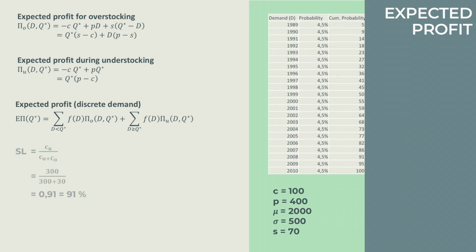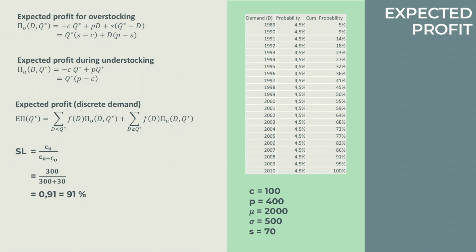Let's apply this to our example of Müller Sports with this demand probability table. All other variables have remained unchanged, therefore we can use the service level we just determined with a salvage value of $70. We can match our service level to the cumulative probability of the table and find the profit maximizing order quantity of 2008 units.